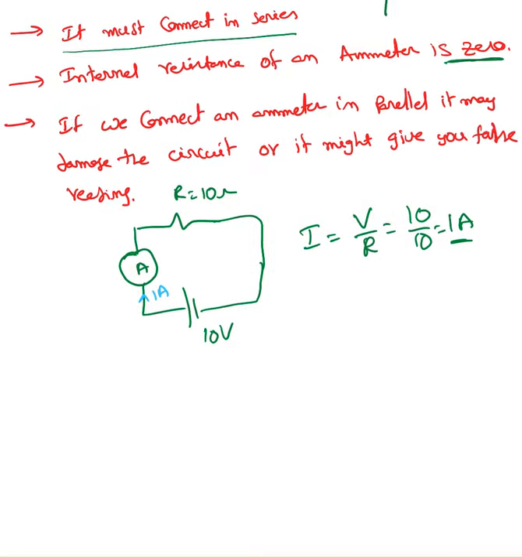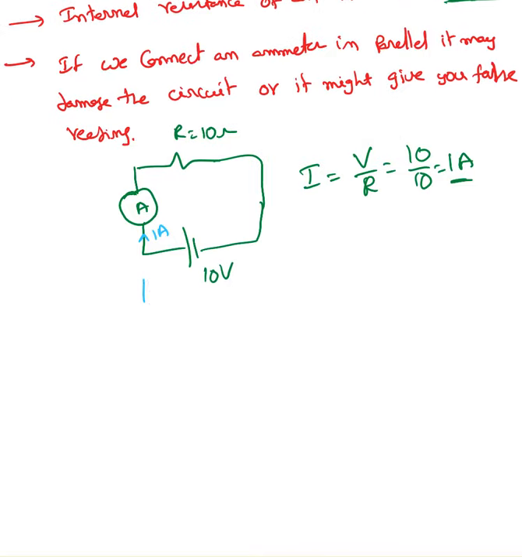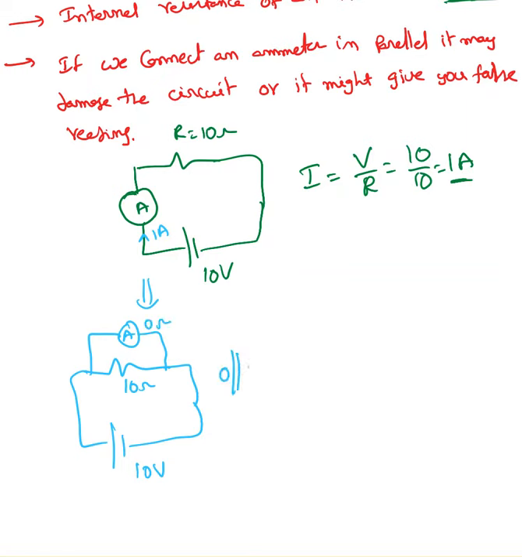it might give you a false reading. Say for example, here, if I connect an ammeter in parallel, now what is going on here? The internal resistance is 0 ohms. So 0 in parallel with 10 ohm will be 0 ohm. Now what is the current? I equal to 10 over 0, infinite ampere. So a huge amount of current is going to pass through this.